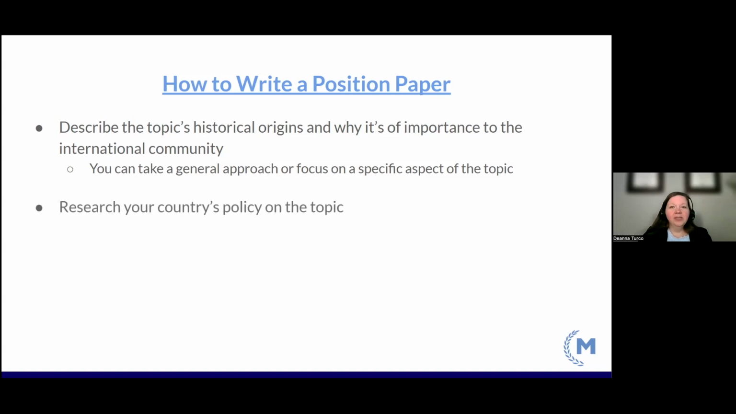You also want to make sure that you include your country's policy on the topic. And I'll give you some resources because it may be difficult to find your country's particular policy, but it is out there and you can find it. But it does need to be included. Do not spend all of your 400 words on the background and totally gloss over your country's policy, because as you'll see in the rubric, that will really affect the way that your position paper is graded.